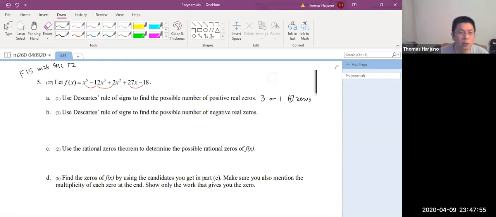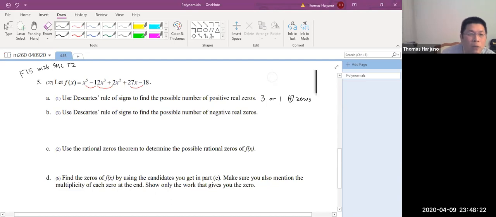So far, before this part A, we don't know how many positive, how many negative, if any, okay? But once we apply Descartes' rule of signs, we know we need to look for at most 3 positive zeros. If we do the guessing game later on, once we get 3 positive zeros, we stop. Then we move to finding negative zeros, okay? Now, how about part B? Use Descartes' rule of signs to find the possible number of negative real zeros.